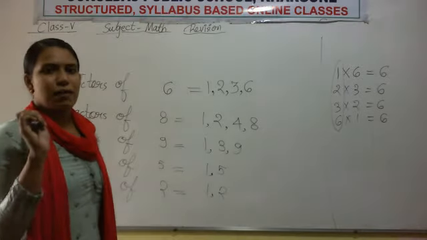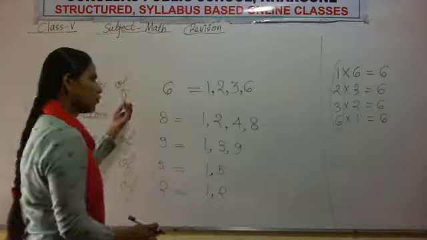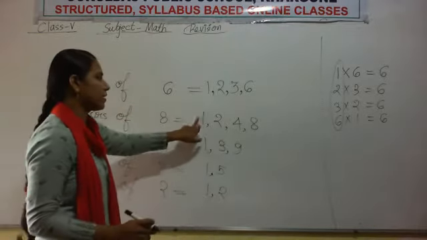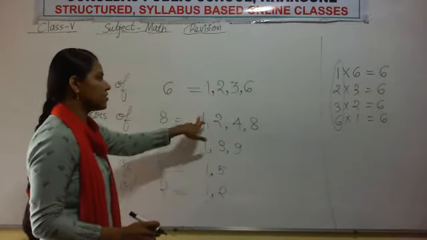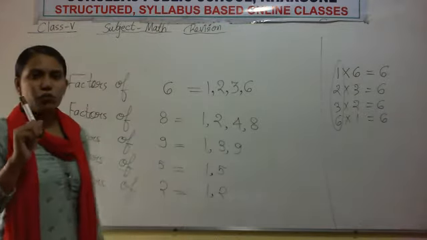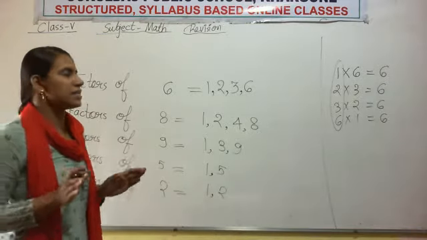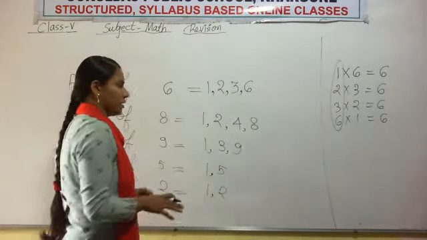Now remember one thing. You can take any example, the first factor of each number is always 1. The first factor of each number is 1. It means 1 is a factor of all numbers.